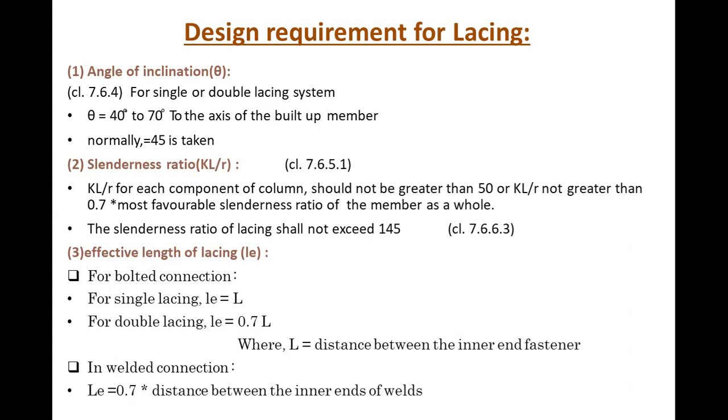The next one is the effective length of lacing, denoted by LE. For bolted connections, for single lacing, effective length LE is equal to L, and for double lacing, LE is equal to 0.7 L, where capital L is the distance between the inner ends of fasteners. In welded connections, effective length LE is equal to 0.7 multiplied by the distance between the inner ends of the welds.